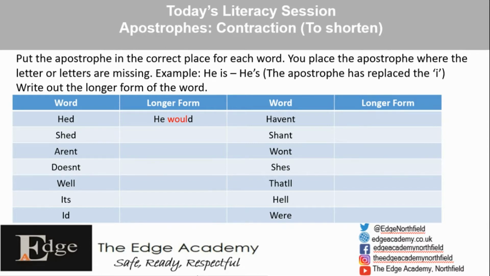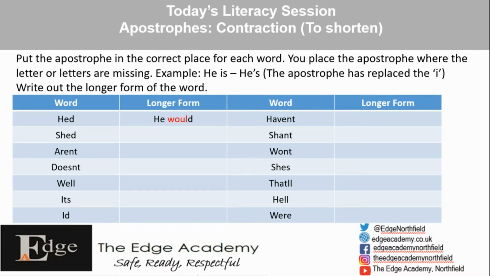So the first part of this lesson that we're looking at is apostrophes for contraction, so to shorten words. We tend to use apostrophes to shorten words in informal conversation or in a descriptive piece of writing or story writing. It doesn't tend to be used in formal pieces of writing. When you contract words, when you shorten them, you take two words and put them into one.